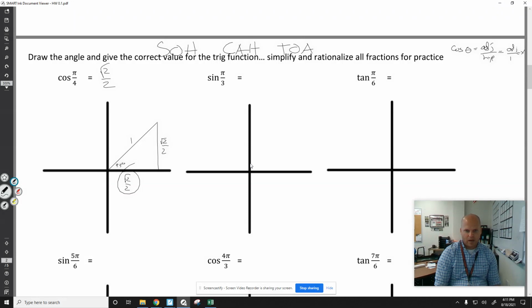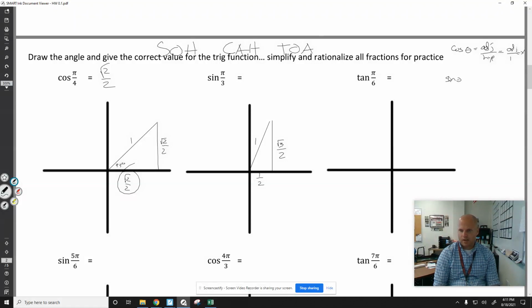Sine pi over 3. Pi over 3 creates a 60 degree angle. This is our tall oriented 30, 60, 90 triangle. Tall oriented 30, 60, 90 triangle has the shorter side, which will be the horizontal side, and the longer side, root 3 is bigger than 1. Square root of 1 is 1. The square root of 4 is 2. Root 3 is somewhere in between. That's going to be the vertical side. Again, the hypotenuse is 1.